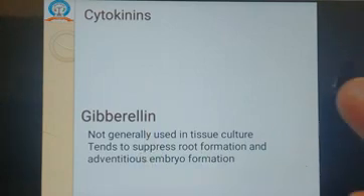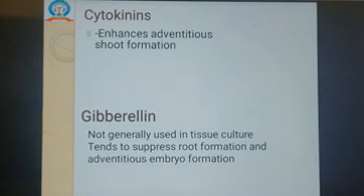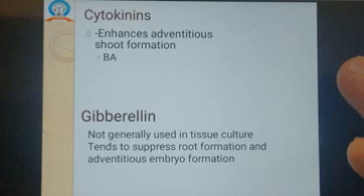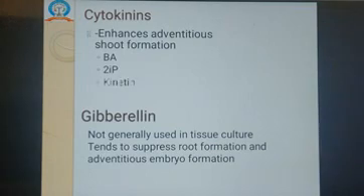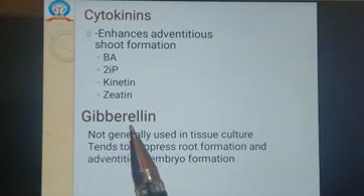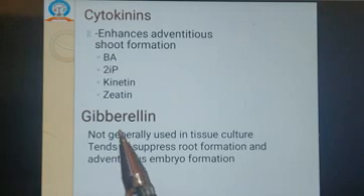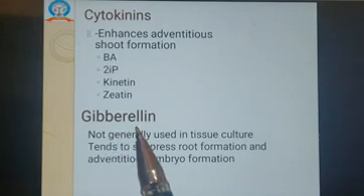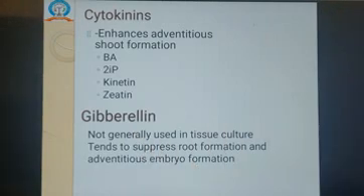Cytokinin enhances adventitious shoot formation. Examples are BA, meaning benzyl aminopurine, then 2iP, then kinetin and zeatin. These are examples of the cytokinins. And gibberellin is not generally used in tissue culture, as it tends to suppress root formation and adventitious embryo formation. Gibberellin was isolated from a fungus, Gibberella fujikuroi, first occurring in Japan, also called the foolish seedling disease.